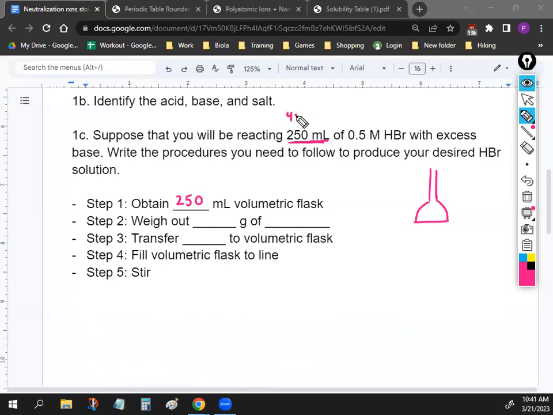And obviously, if this was like 400, then you would want a 400 milliliter flask. 1,000, you want 1,000, so on and so forth.